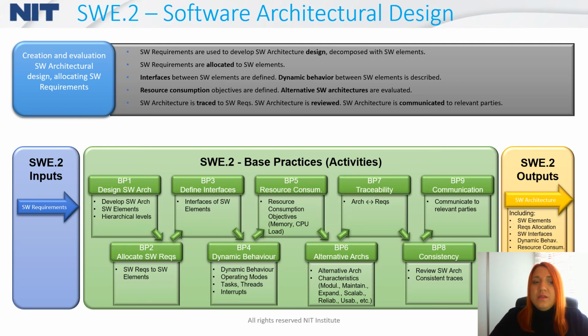practices. The outputs of this process are software architecture in the written form with all the elements like software elements, requirements allocation, software interfaces, dynamic behavior, resource consumption, and traceability, and of course, software architectural review.